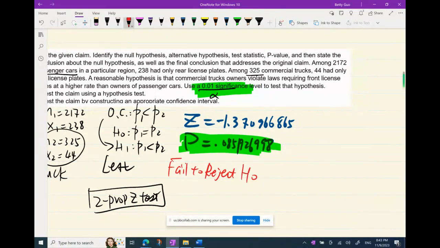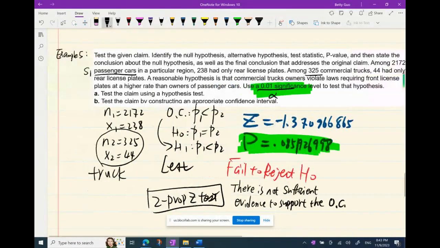Fail to reject the null means there's a chance the null is correct. There's a chance that both groups have the same violation rate. Same violation rate, not that one is less than the other. So we say there isn't sufficient evidence to support the original claim that the truck owners have a higher violation rate. All right, guys, am I clear about that?